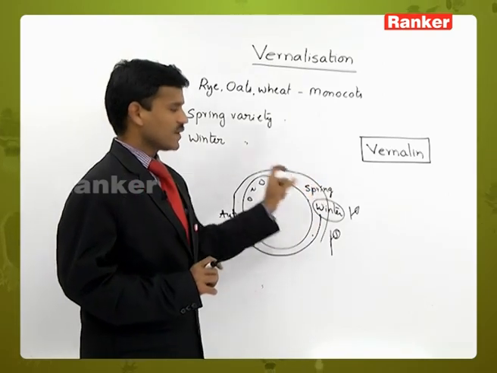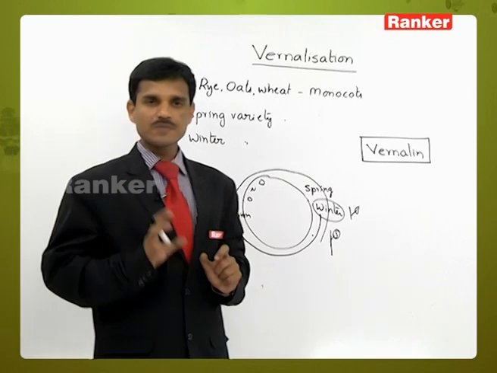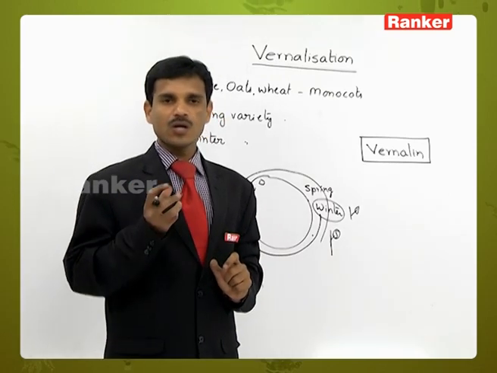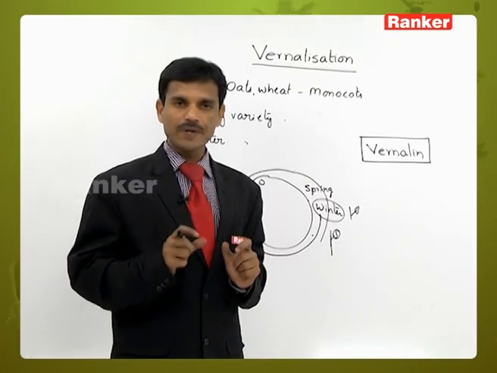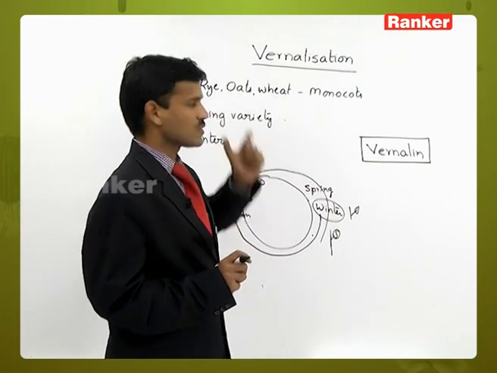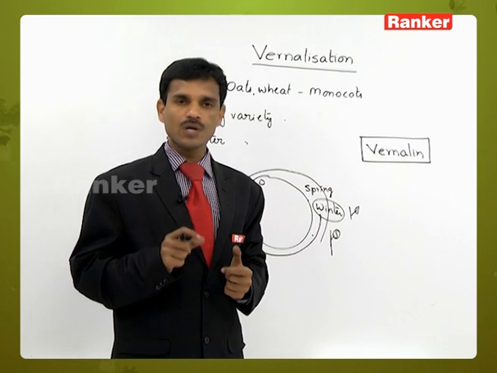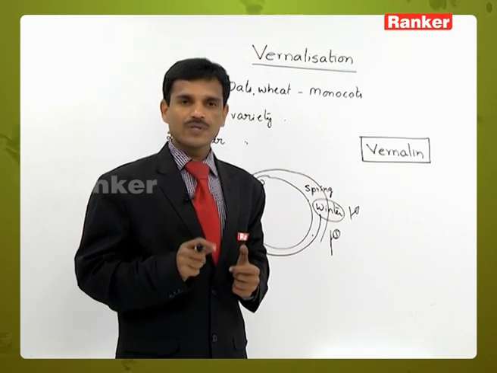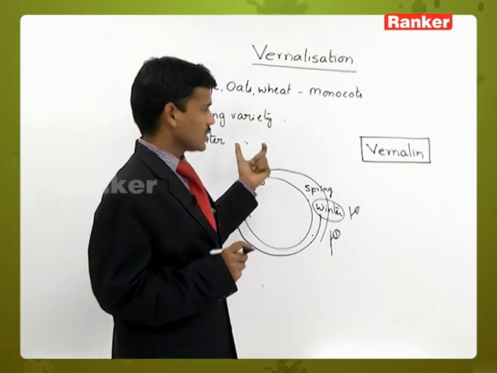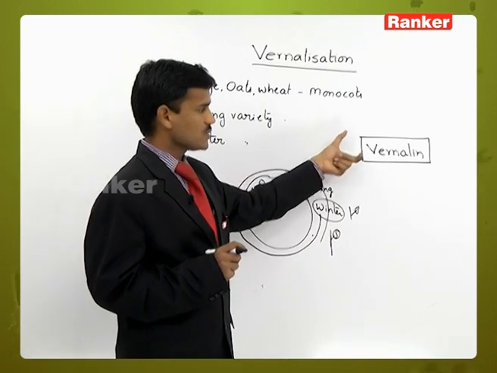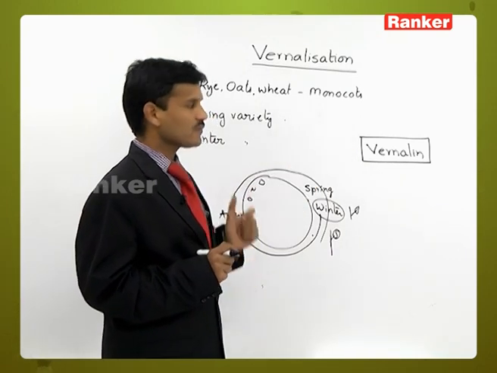That's why the winter varieties are planted in the autumn season only. They require low temperature treatment, and this low temperature treatment is called vernalization. When they undergo vernalization, or low temperature treatment, or cold treatment, or pre-chilling or chilling treatment, the Vernalin hormone is produced. It induces or initiates the flowering.